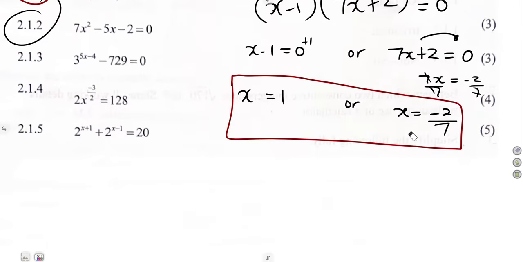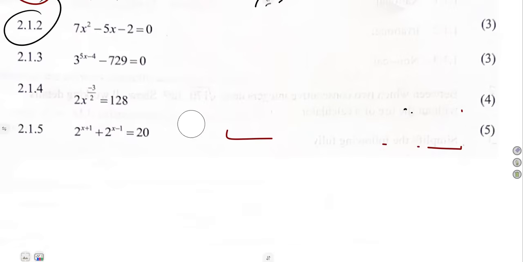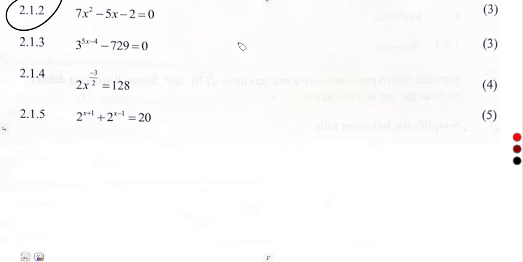2.13, again, we have to solve the equation. Solve for x. Given that 3 to the exponent of 5x minus 4 is equal to, sorry, that's minus 729, but I'm just going to take it to the other side. So it's going to be positive 729.